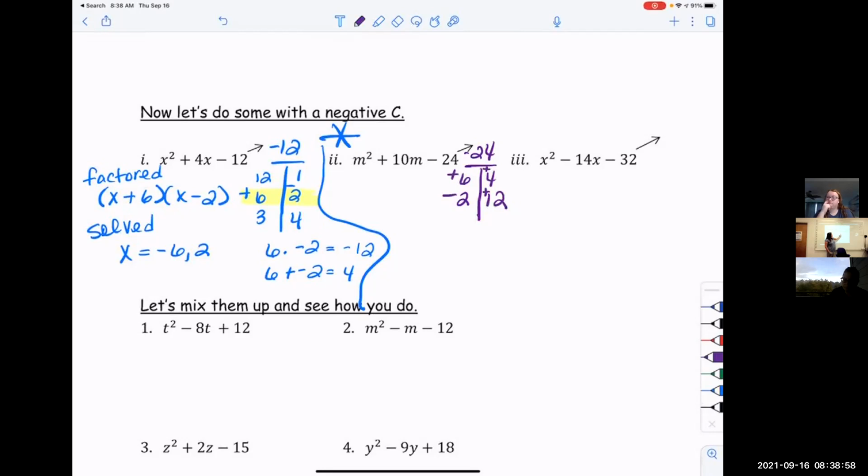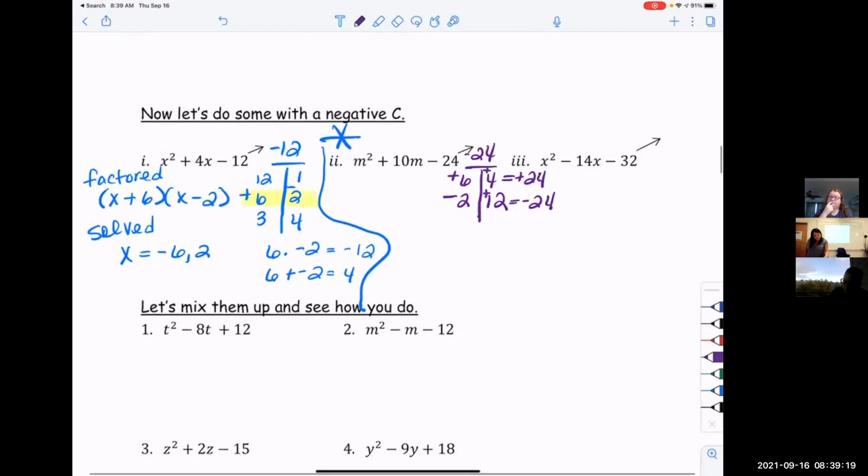What is 6 times 4? 24. What's negative 2 times 12? Negative 24. Do I want a positive 24 or a negative 24? So that's how you decide which one to use. So positive 24, negative 24. I want a negative, so that lets me know that this is the one I want. Does that make sense? So that one is tricky just because if 6 and 4 pop into your head first and you don't check your signs, you're just going to go full steam ahead.